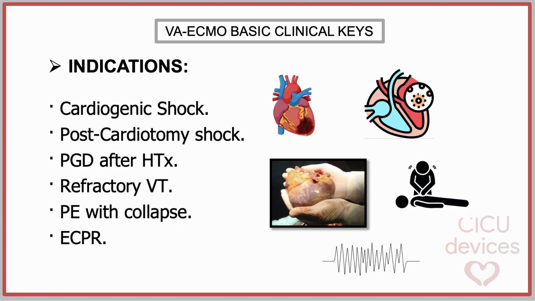Common indications for VA-ECMO in adults include cardiogenic shock from diverse etiologies, such as acute myocardial infarction, fulminant myocarditis, acute exacerbation of chronic heart failure, drug intoxication, post-cardiotomy shock with failure to wean from cardiopulmonary bypass, primary graft dysfunction after heart transplantation, refractory ventricular tachycardia, pulmonary embolism with hemodynamic collapse, and in cardiac arrest, used as extracorporeal cardiopulmonary resuscitation.